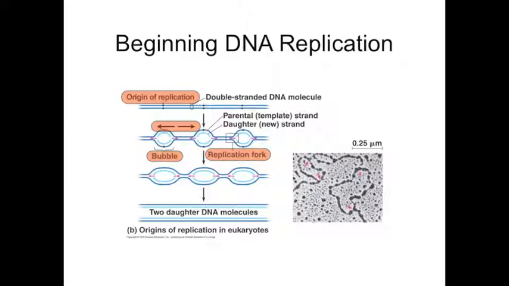At each end of the replication bubble, there is a replication fork, a Y-shaped region where the parental DNA strands are unwound.